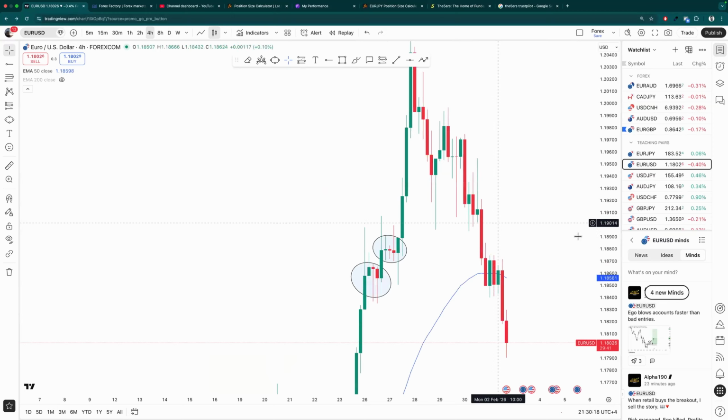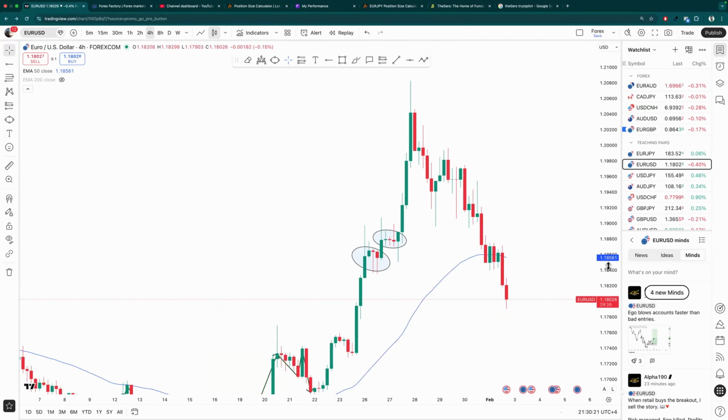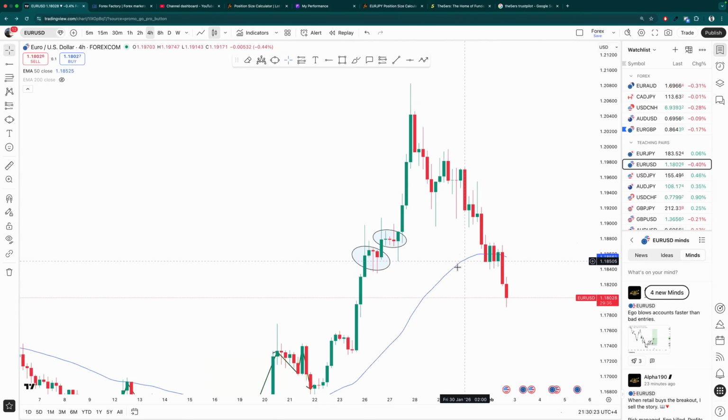So the market right now on the 4-hour time frame for EUR/USD is bearish, and that we can clearly see. You can also see the EMA is broken, which is very difficult to break. EMA is broken now. The market is moving really nicely towards the downside.